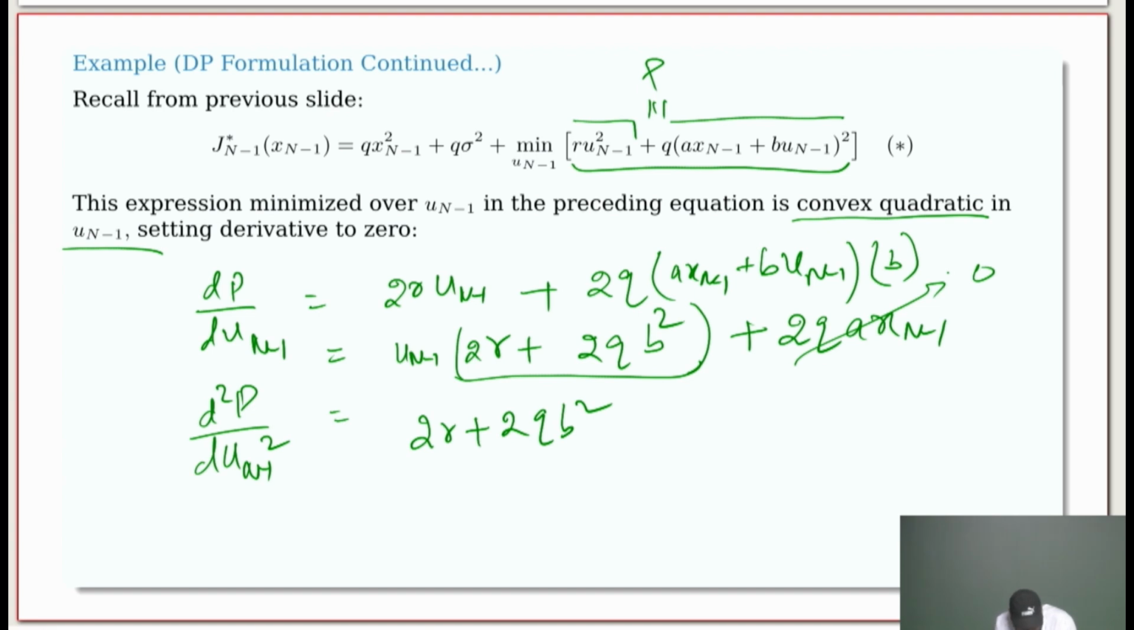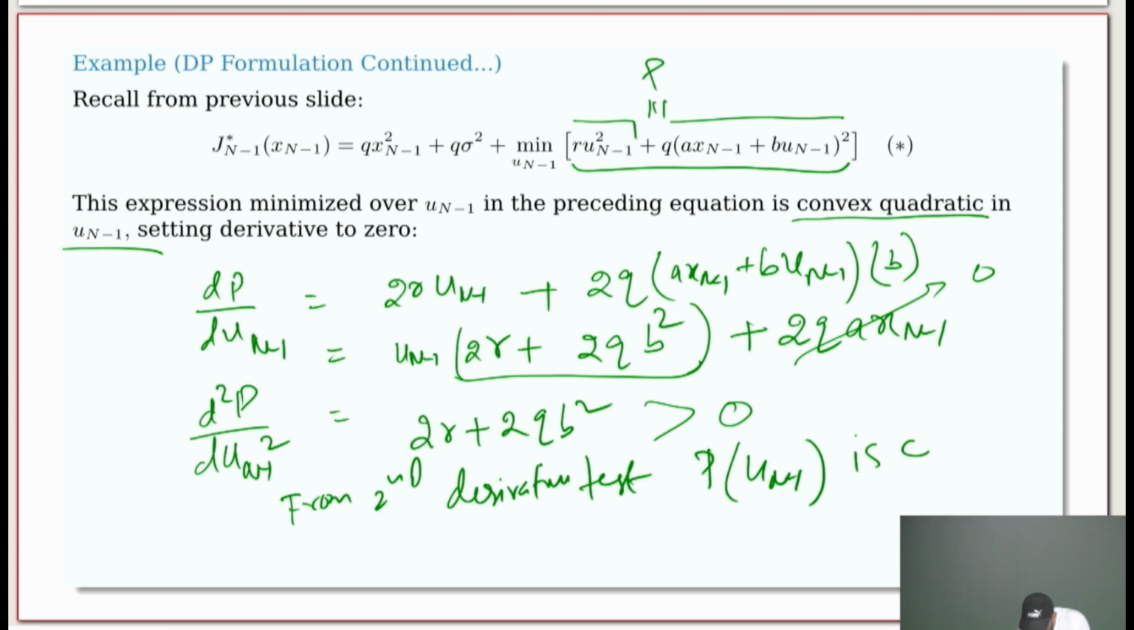So this is positive, because q was assumed to be positive, r was assumed to be positive, and b squared is positive. Overall this is positive. So from the second derivative test, p as a function of u_{n-1} is convex. This implies any minima is a global minima.